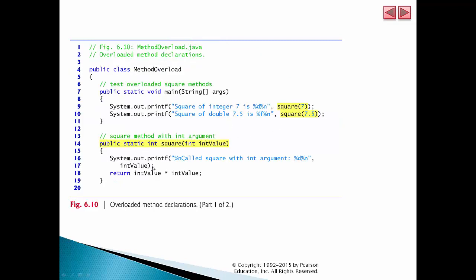But if you have this method, then 7 will not be promoted to double. Instead, it will be using this method because it's asking for integers, and you have a method for it which does that.